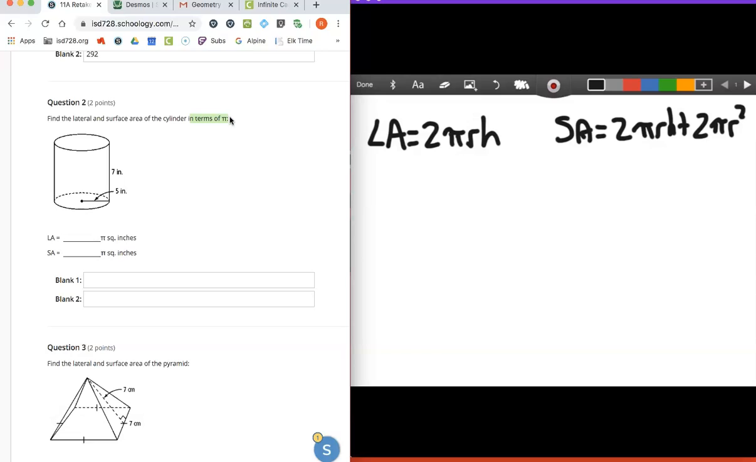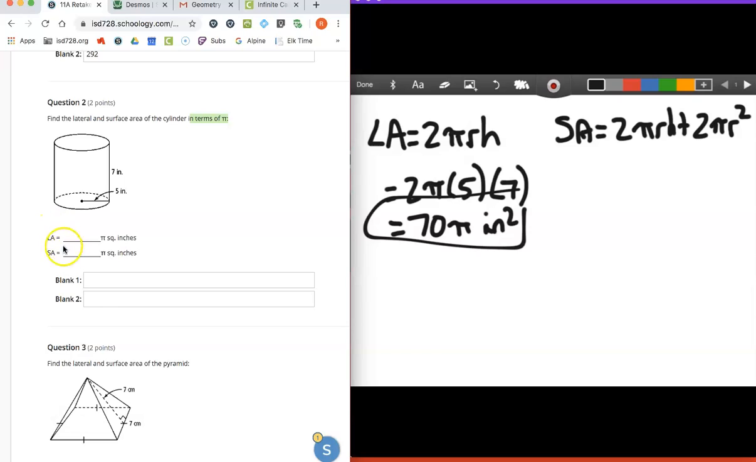So let's figure out the lateral area first. 2 times pi times r times h. r is 5 in this one, and the height is how far the circles are apart from each other, which is 7. So 2 times 5 times 7 makes 70. And then we're not putting the pi into the calculator. So we have 70 pi square inches for our lateral area.